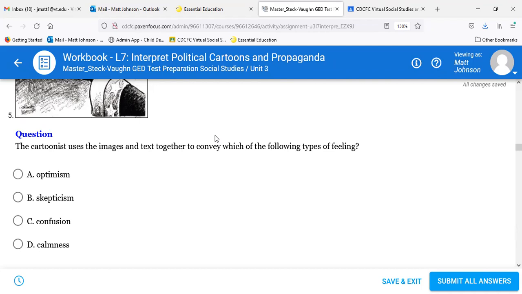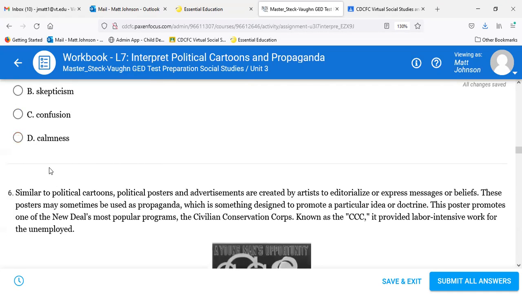All right. The cartoon uses the images and text together to convey which of the following types of feeling? A, optimism. B, skepticism. C, confusion. And D, calmness. Is it B or A? A, optimism, right? Yeah, so this one, again, is showing it's not a negative political cartoon. It's much more of a positive political cartoon. So A for number 5.